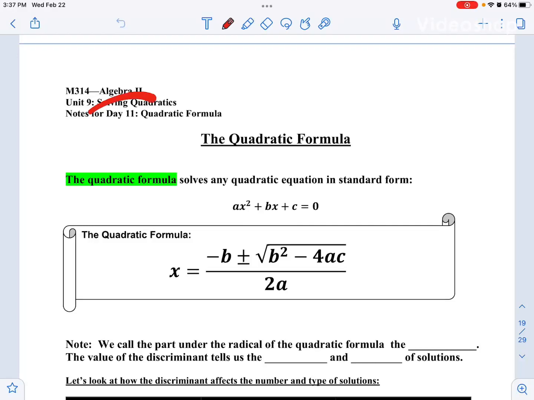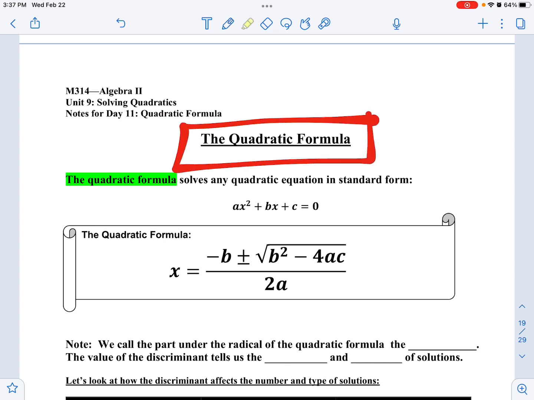All right, you guys, here we go. We are on day 11 of chapter 9, unit 9, and today we are talking about this thing called the quadratic formula. It is this formula right here. I know that looks kind of messy and ugly and scary, but first of all, I'm going to teach you about this thing called A, B, and C.